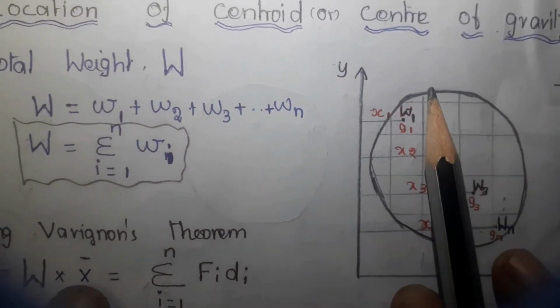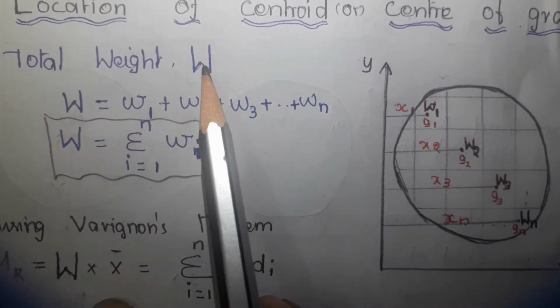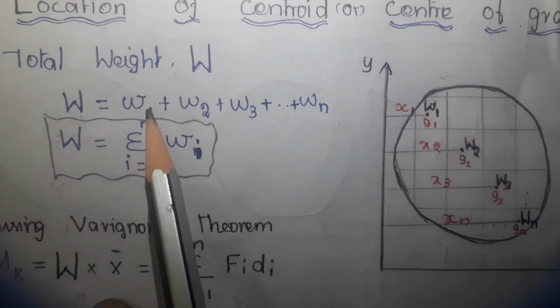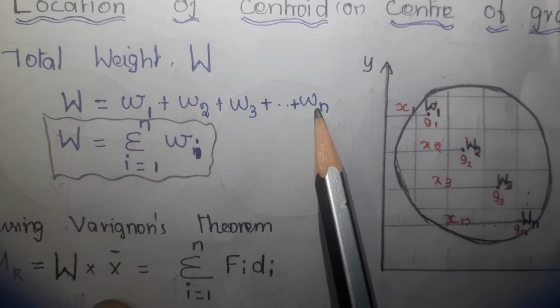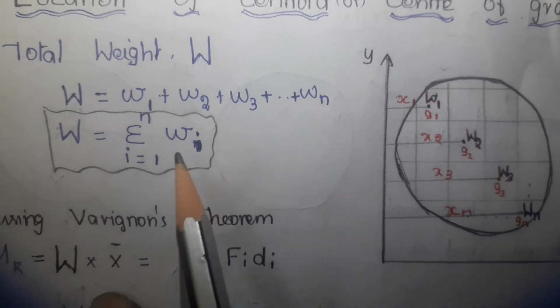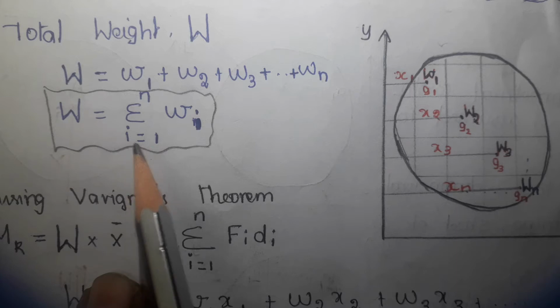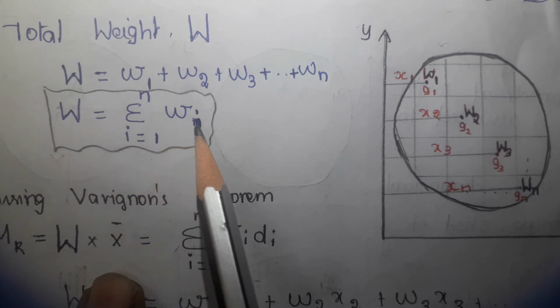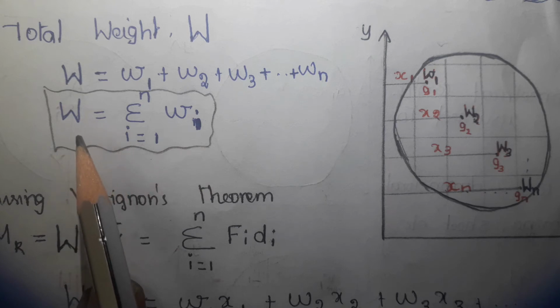The next step is, if you want to find the total weight W, which is nothing but the summation of all the individual weights from W1 to Wn. Okay, and the simplified form of this equation is summation of i from 1 to n of Wi. Okay, this will give the value of the total weight.